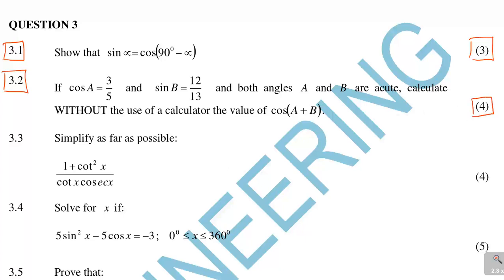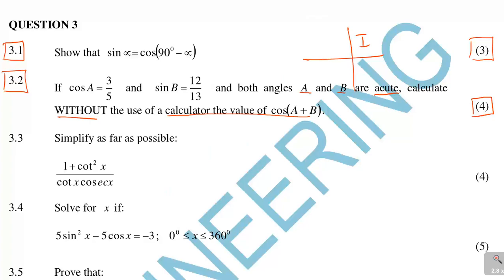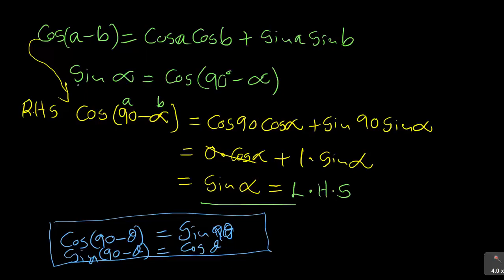Question 3.2, it's 4 marks. They're giving you that if cos A is that and sin B is that, and both angles A and B are acute. And we said when they say acute, it means they are in the first quadrant. Remember, calculate without the use of a calculator the value of cos of A plus B. The good thing about this question is that it's actually a follow-up, because we're still dealing with cos.